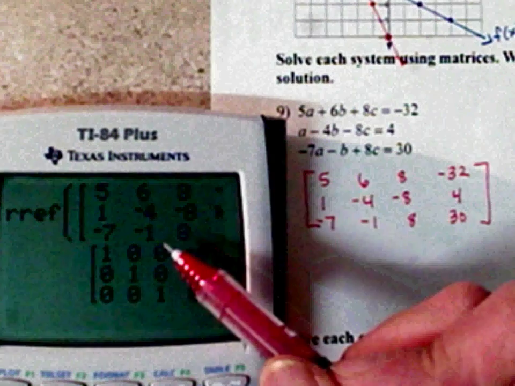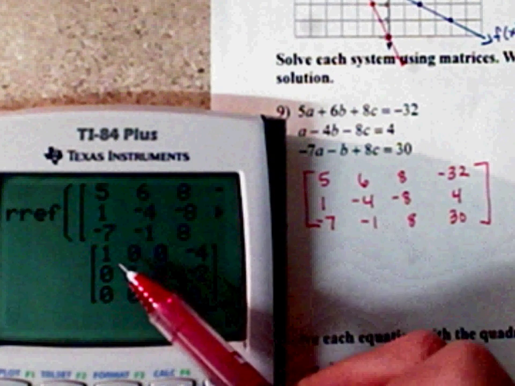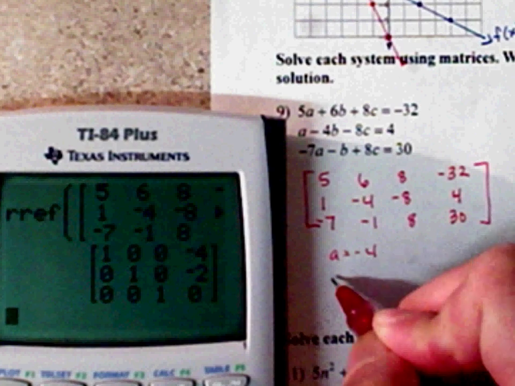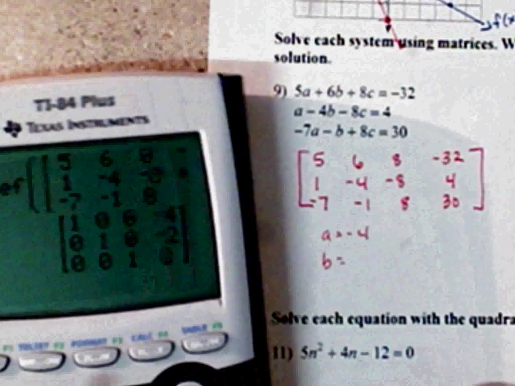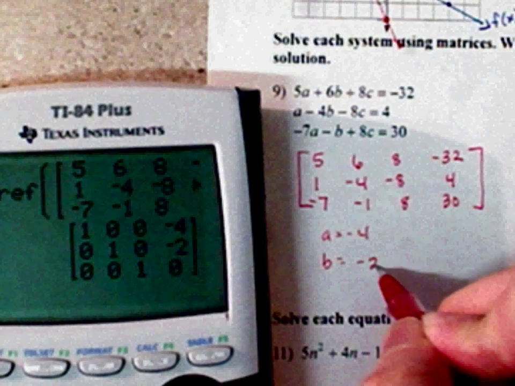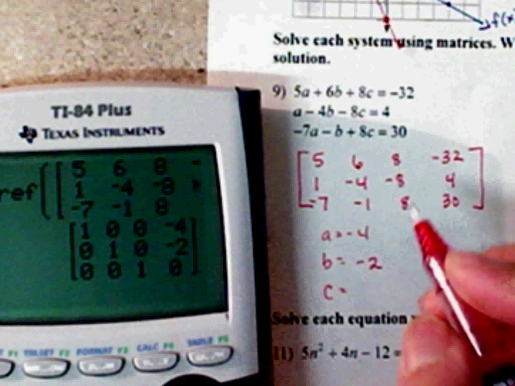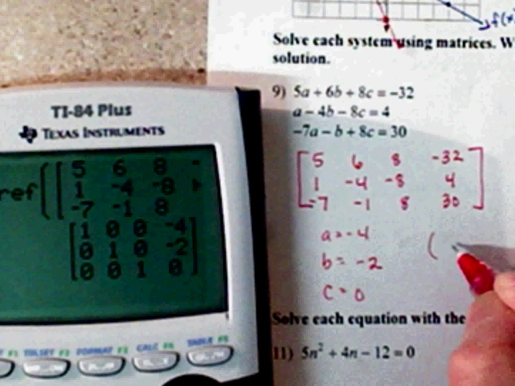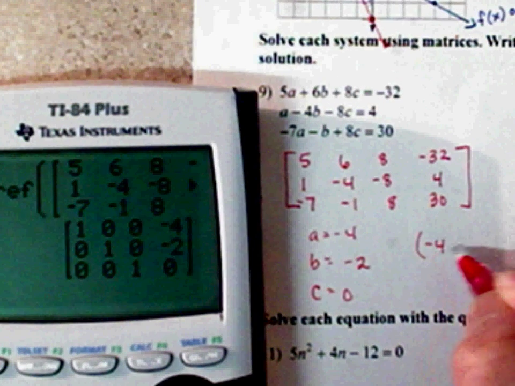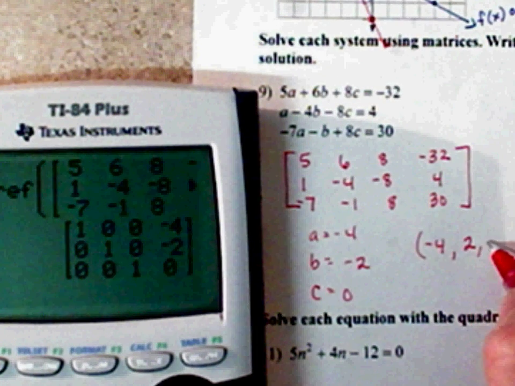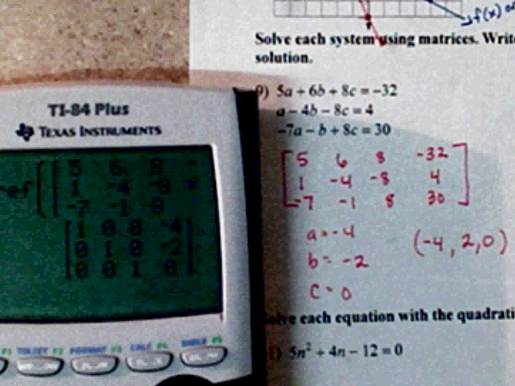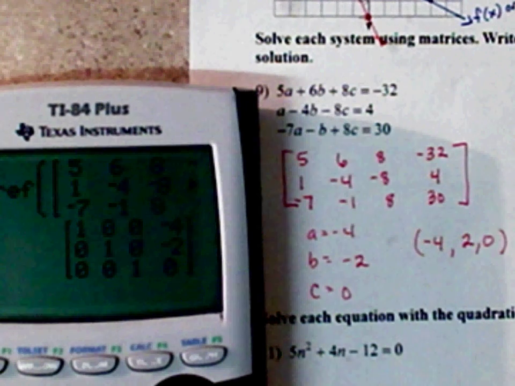You see how it's all like this? So this is saying A is equal to negative 4. Second column is your B is equal to negative 2. Third column is your C is equal to 0. You can write it like that, or you can write it as a triple ordered pair. Negative 4, negative 2, and 0. I will take that or that one. Okay? There's number 9. Number 10.